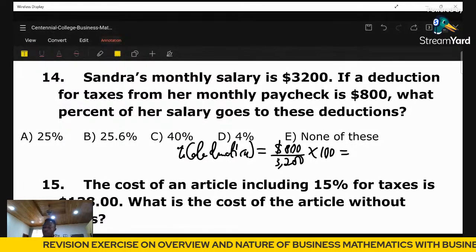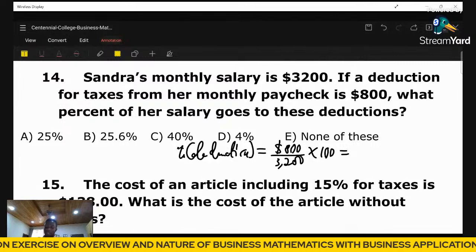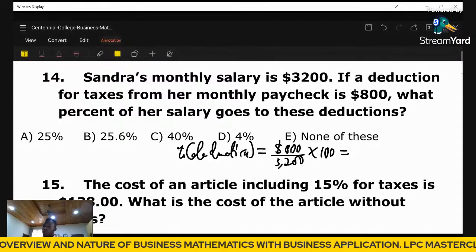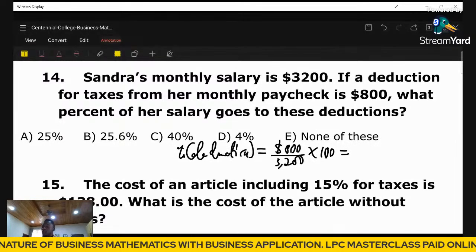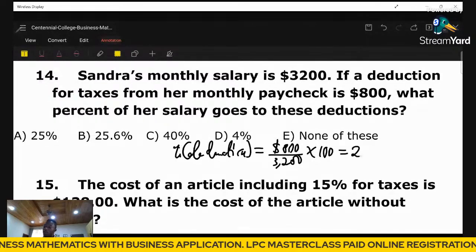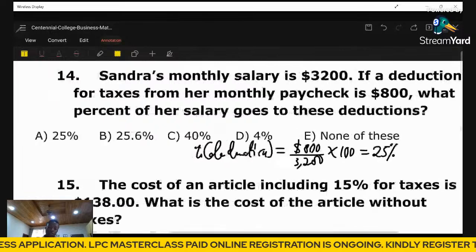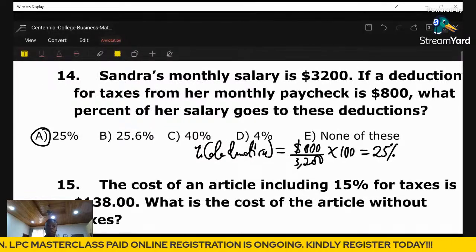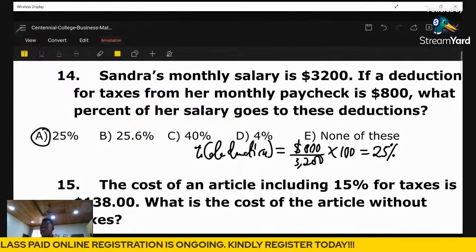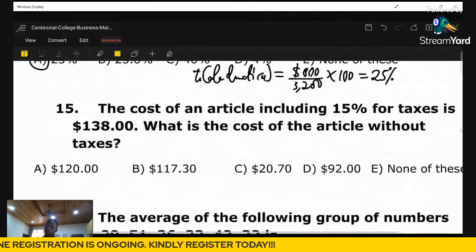So how much are we getting for the video calculator? Well, in my case, I had 25%. So you can also cross check for us to see if that is true. And that's going to give us option A. So let's take note of that.